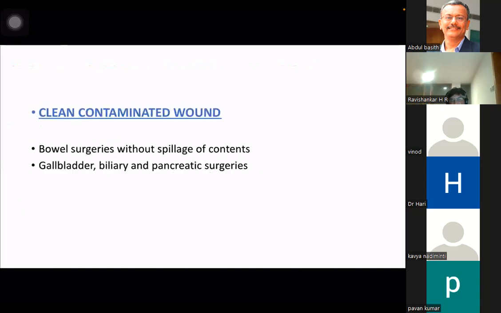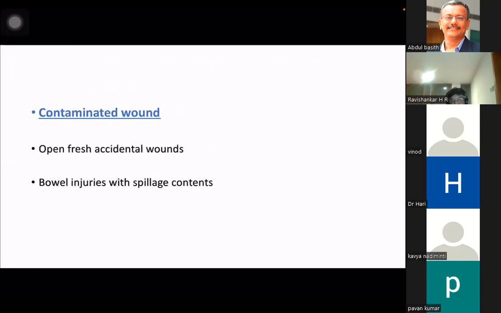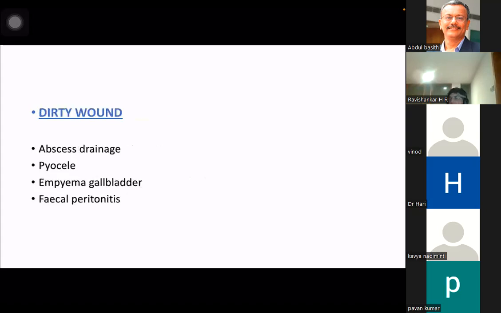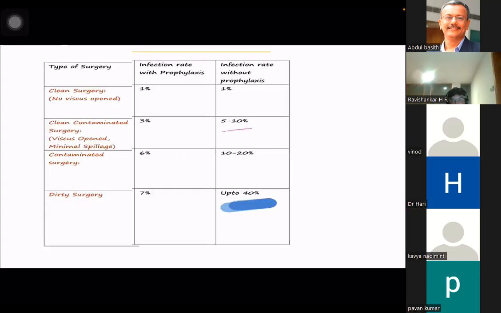And clean contaminated wounds are those in which bowel, respiratory tract, genital tract, and urinary tract are involved. And contaminated wounds are wounds where there is an opening of the bowel and spillage of contents, with infections and inflammations. And dirty wounds are wounds where there is pus, examples like empyema, gallbladder, and fecal peritonitis. Based on this, we will decide whether to add antibiotics or not.